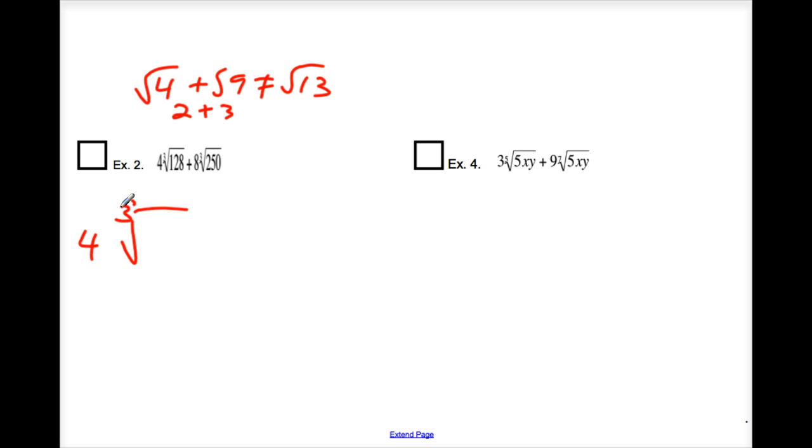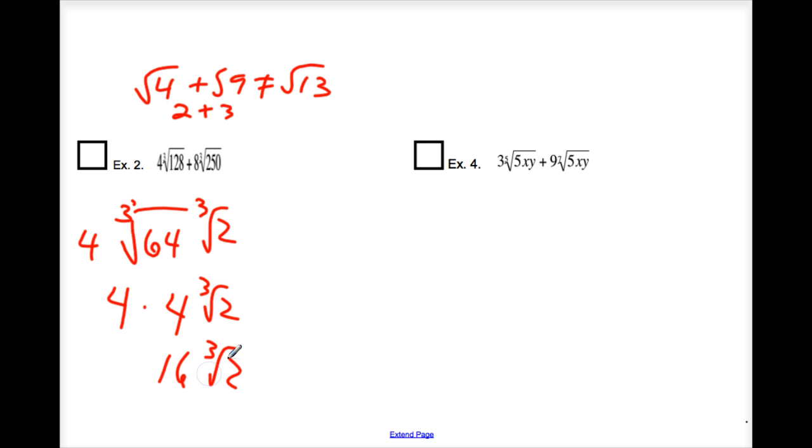What's a big power of 3 that goes into 128? Well, 64 goes in there twice. And that allows me to change my first term into 4 times, what's the third root of 64? 4 times the third root of 2. So the first term is really 16 third root of 2. And these are usually going to be set up in a way where you can put the two terms together.